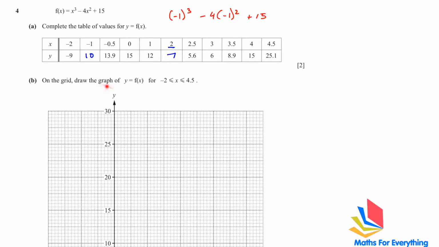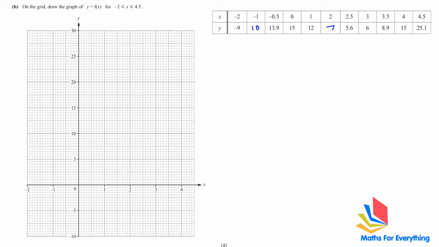Next, on the grid, draw the graph of y is equal to f of x for negative 2 till 4.5. So we have to use these values, plot the points, and make the graph. Before we plot the points, we need to understand that on the x-axis, each two lines equal 0.1, and on the y-axis, each two lines equal 1.